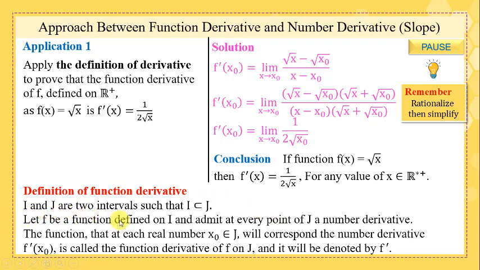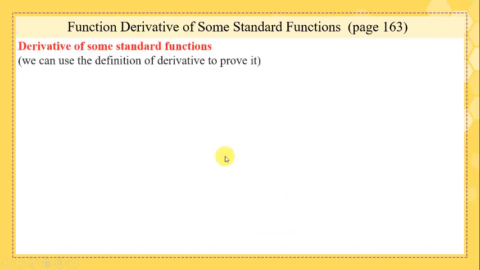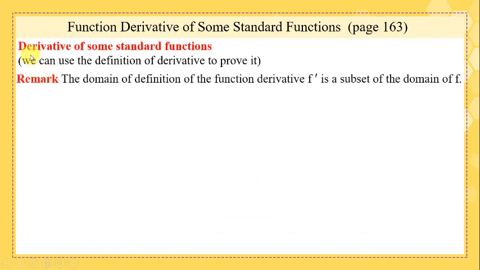Now, definition of function derivative. We say that two intervals I and J, I subset of J, function f defined on I admits at every point of J a number derivative. The function that at each real number x0 belongs to J will correspond the number derivative f prime of x0 is called the function derivative of f on J, and it will be denoted by f prime. Derivative of some functions. You can use the definition of derivative to prove them. Remark, the domain of definition of the derivative is a subset of the domain of definition of the function.